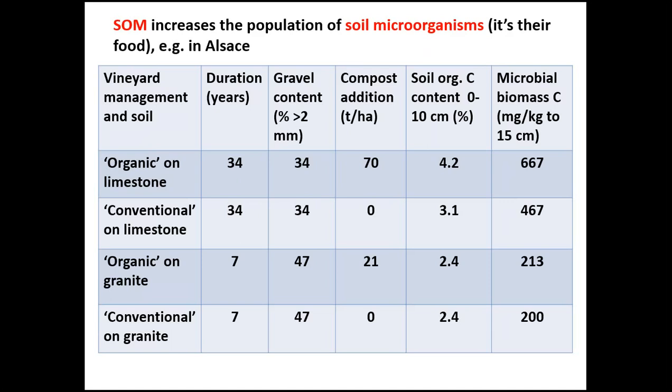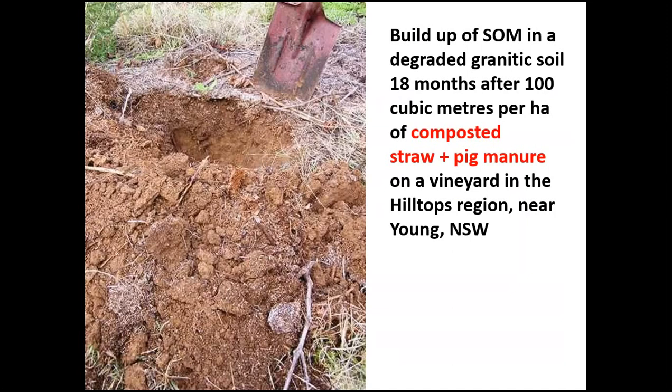Here's an example from closer to home in the Hilltops region in New South Wales, where the grower put on composted straw and pig manure onto a degraded granitic soil, a very large application of 100 cubic metres per hectare. One can see that this has broken down very quickly, and it has also made the surface of that soil friable and well aerated.